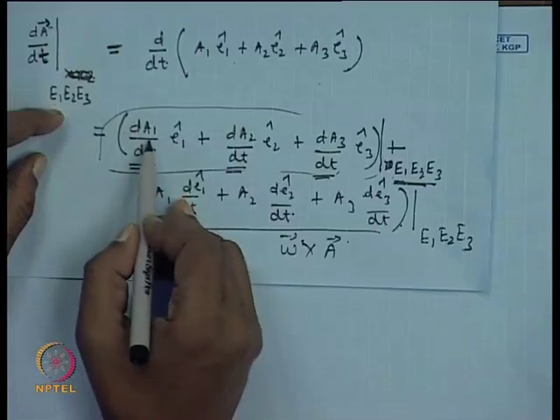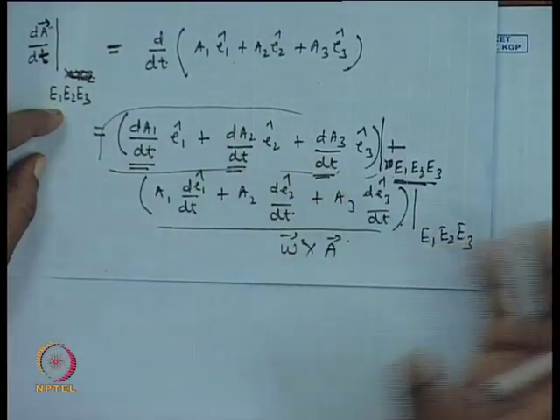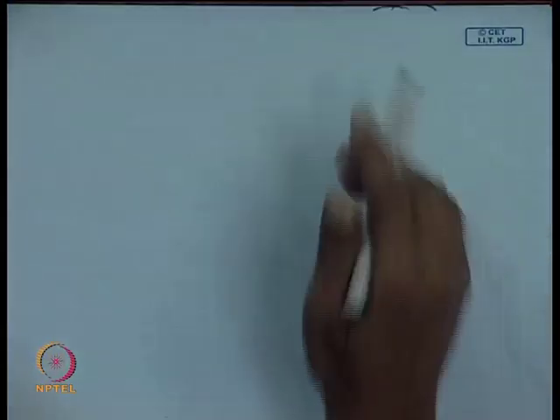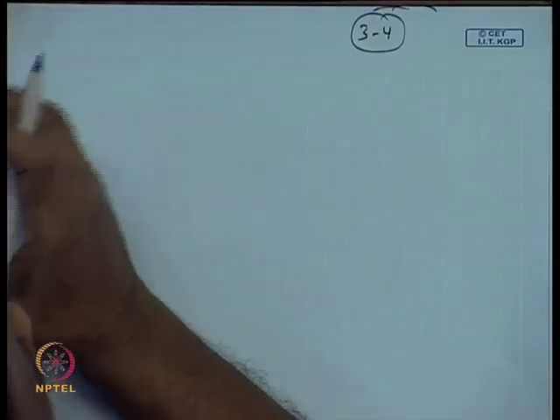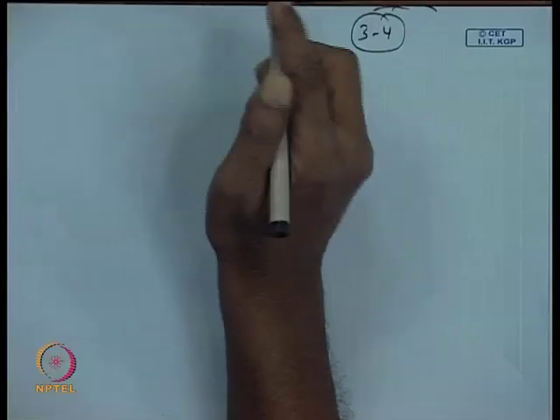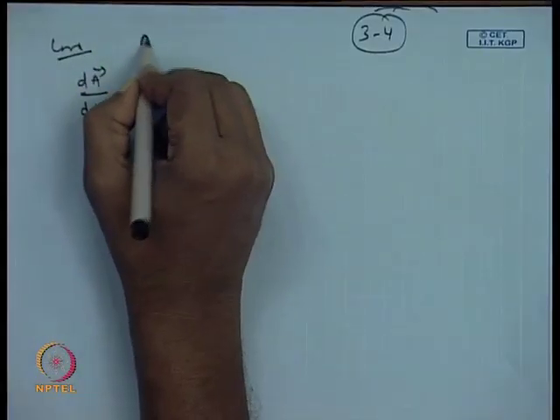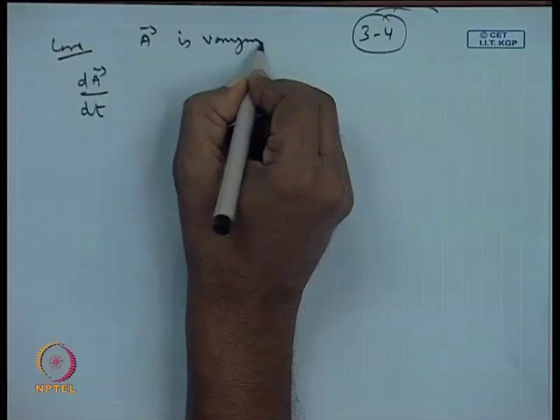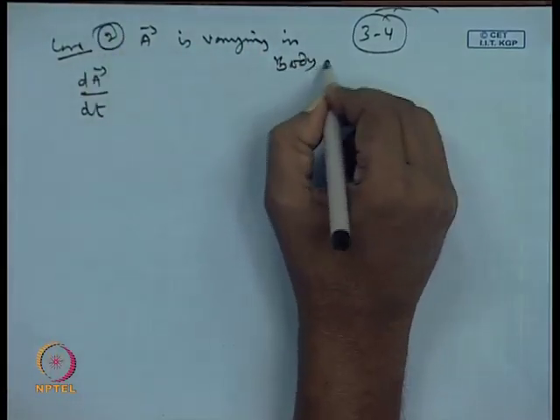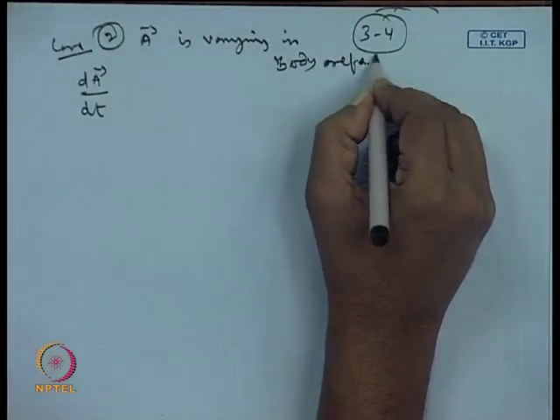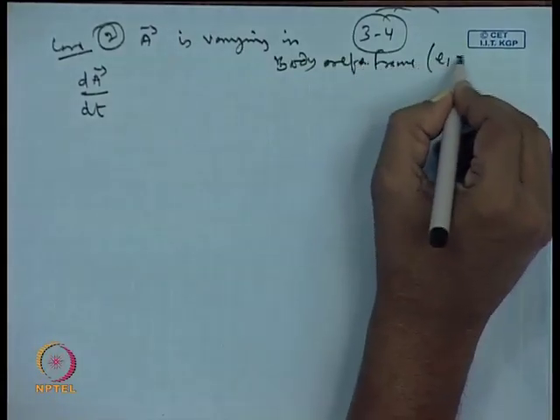magnitude, the component of the A vector, is changing in the body reference frame itself, it will also change in the x y z reference frame. And as I stated, the rate of the scalar as it appears from a non rotating reference frame is the same as from the rotating reference frame. Therefore, in that case, we can write dA by dt, case 2, A is varying in the body reference frame, that is in E1, E2, E3.